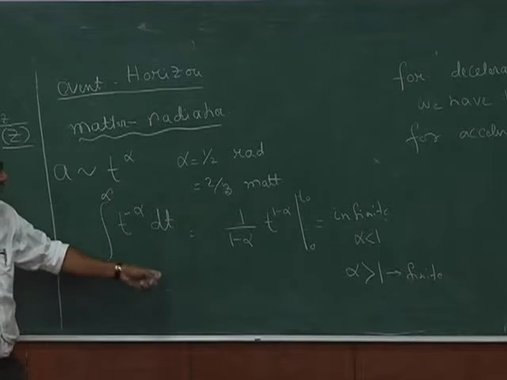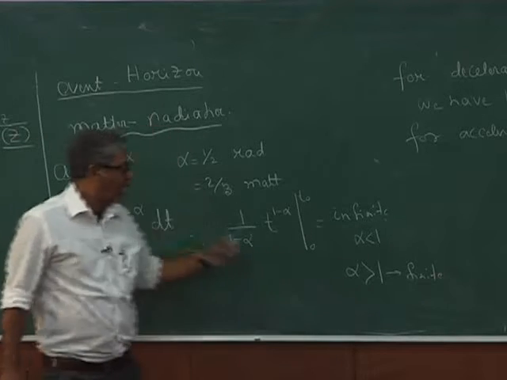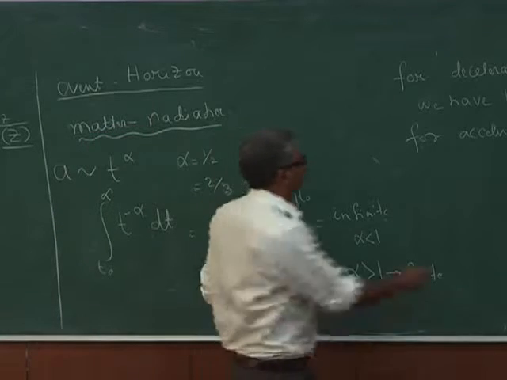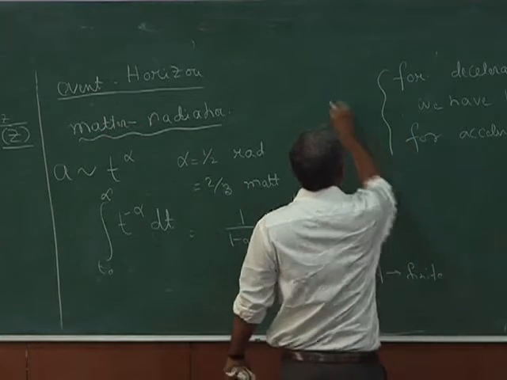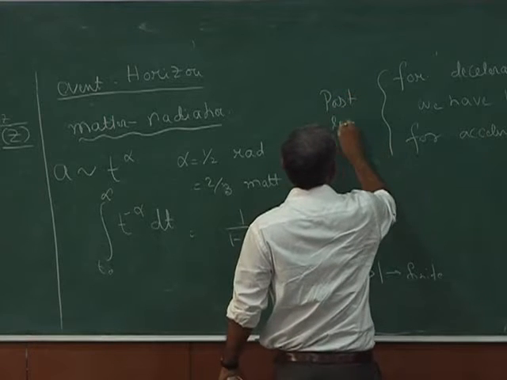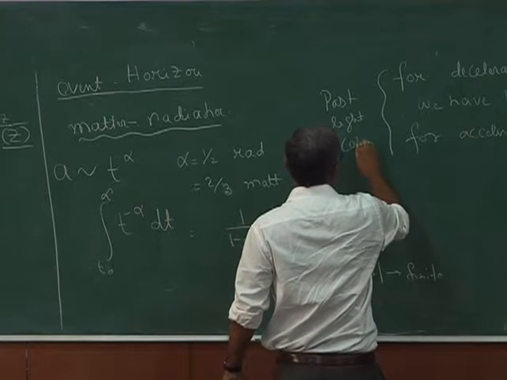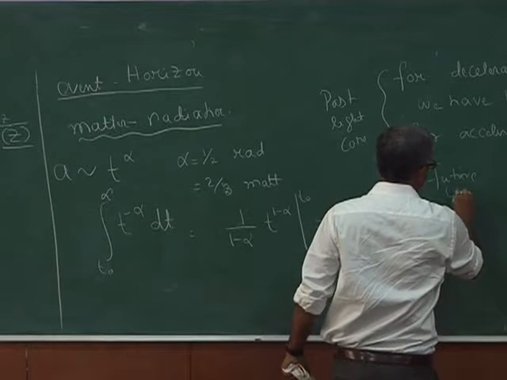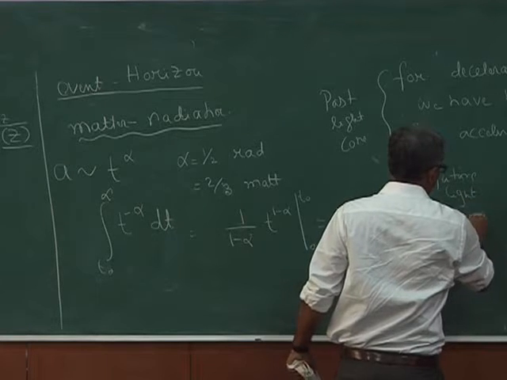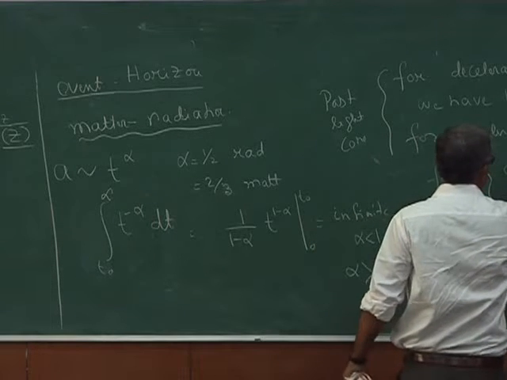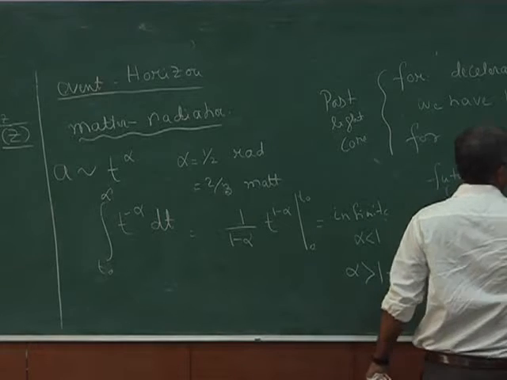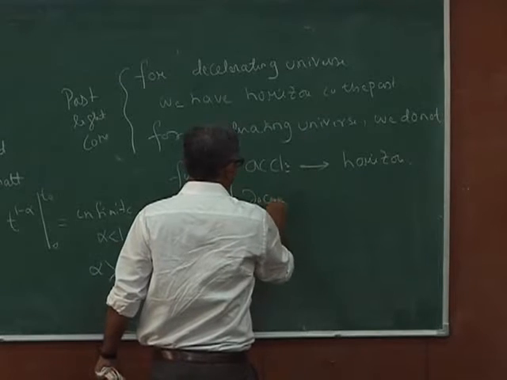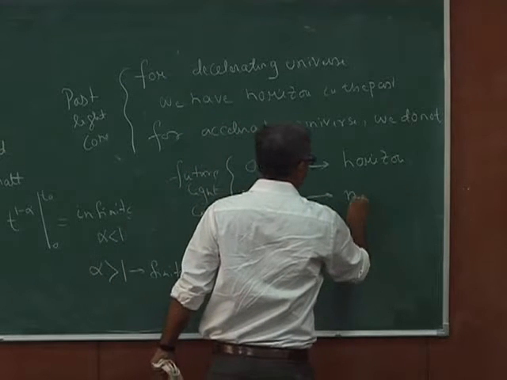Here if the universe is accelerating, there is a horizon, and if the universe is decelerating, there is no horizon. Fine. So this is in your future light cone. So this is past light cone. And then I have future light cone. So where acceleration gives you a horizon and deceleration, there is no horizon. Fine.